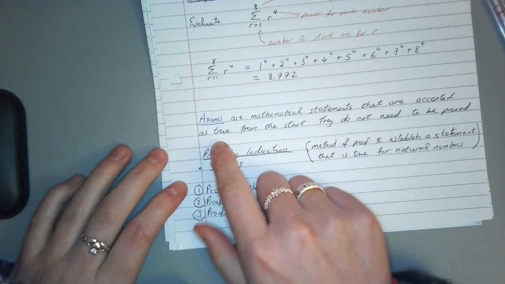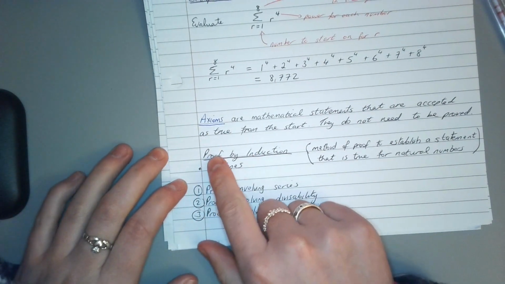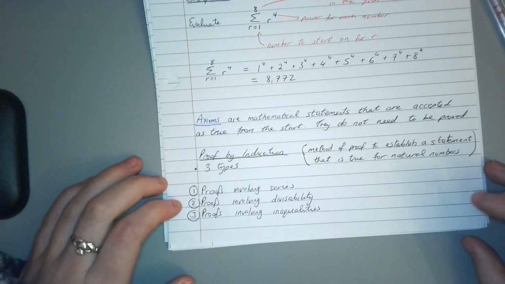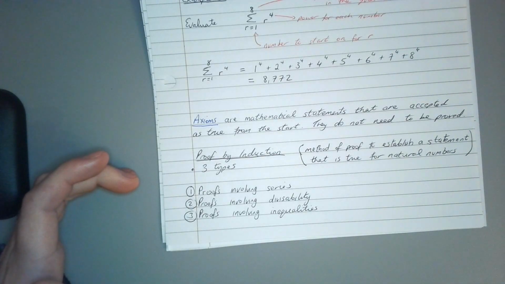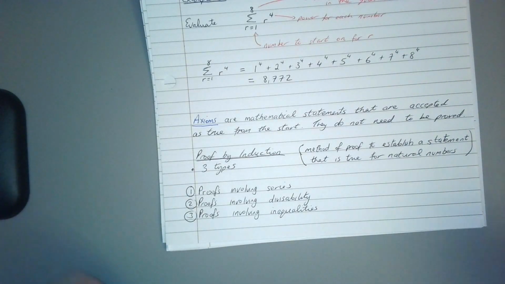Okay, so here's just a definition that we need to learn off about axioms. We should know this from the Junior Cert. It's one of those definitions from the Junior Cert, but if you can't remember, it's here anyway. So axioms are mathematical statements that are accepted as true from the start, and they do not need to be proved.